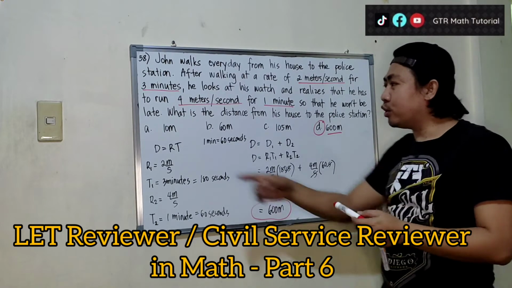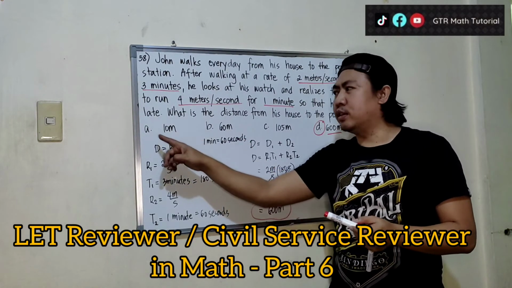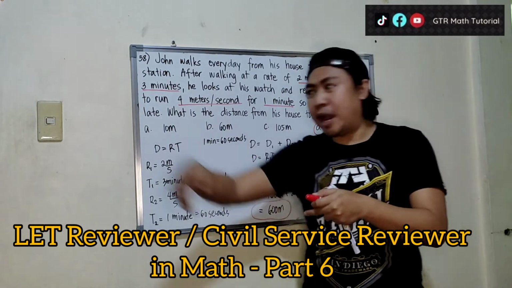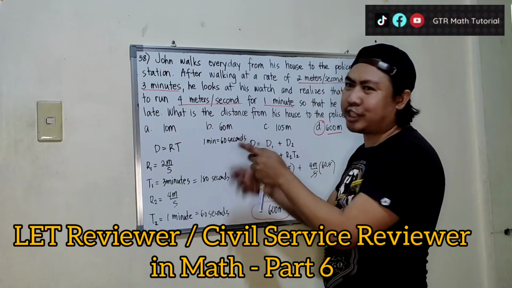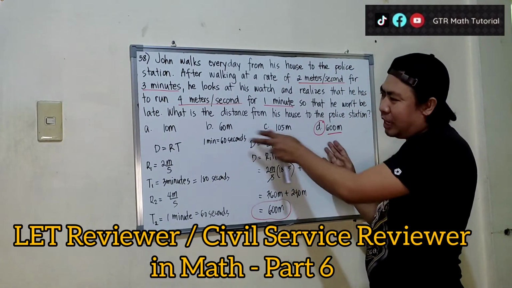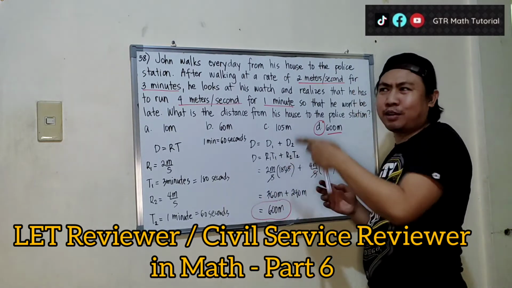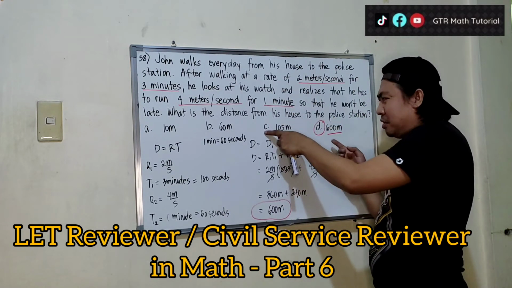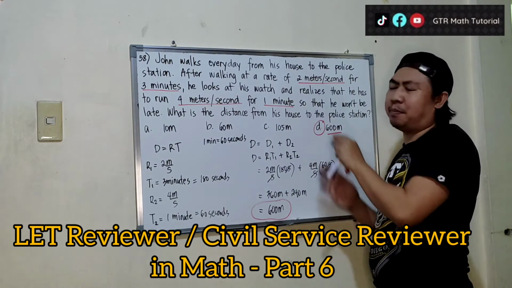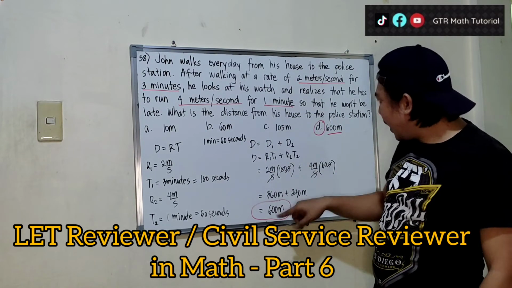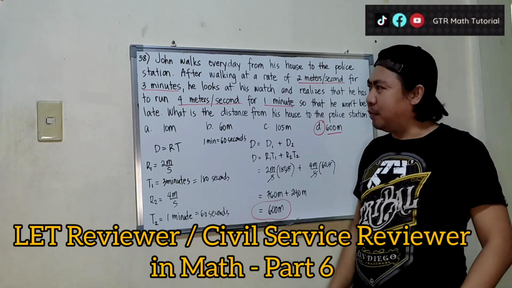Tsaka kung mapapansin nyo, itong choices natin, masyadong malapit ito. Letter A, 10 meters. Letter B, 60 meters. 10 meters, ang lapit lang, ilang hakbang lang yun. Tapos 60, medyo malapit. So, dyan pa lang sa choices, parang hindi naman practical na A and B yung maging sagot sa problem. So, C or D lang siguro yung pwedeng maging sagot dyan. Pag tinignan nyo lang yung mga choices. Okay? So, the correct answer is letter D, 600 meters.